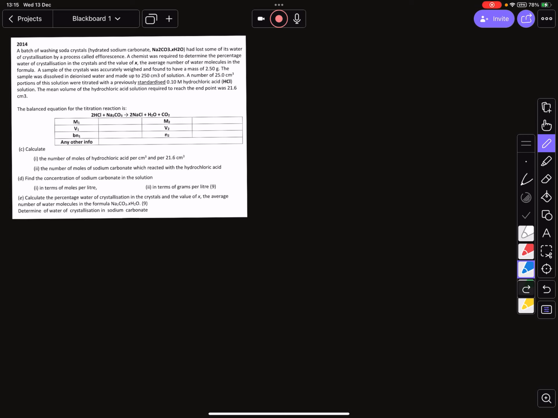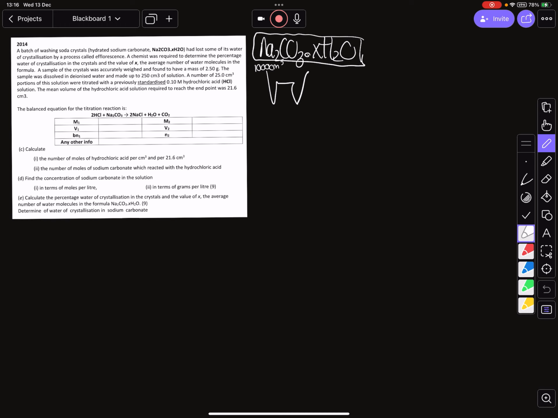So this is my version of the 2014 maths. In the question, this is one where it will have the Na2CO3.XH2O. So this is not a primary standard because it has water of crystallization attached. In this question, as well as doing our W.